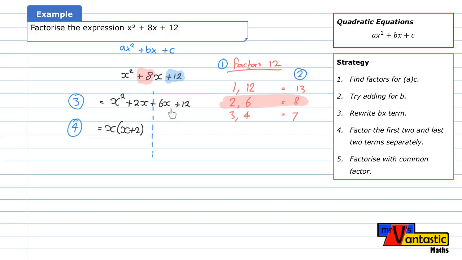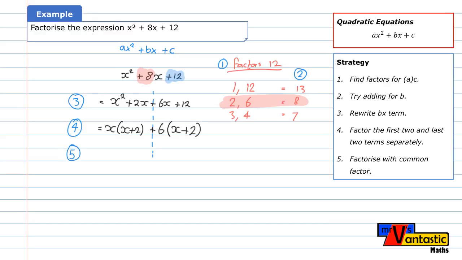And we're going to do the same with the second half. We're going to factor these independently. In the second half, 6x plus 12, they've both got a common factor of 6. So I can put 6 out the front, and I'm going to be left with x, and 12 divided by 6 is left with 2. And let's not forget that plus sign.